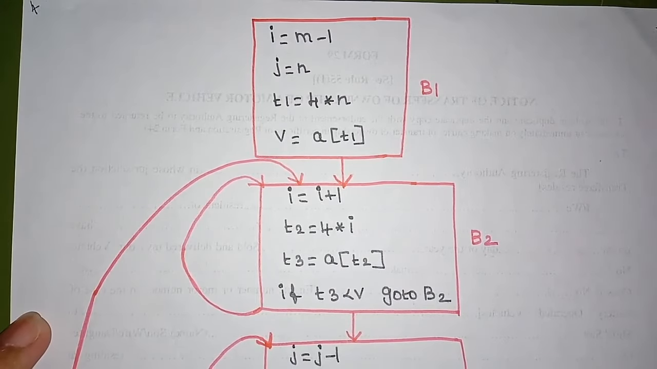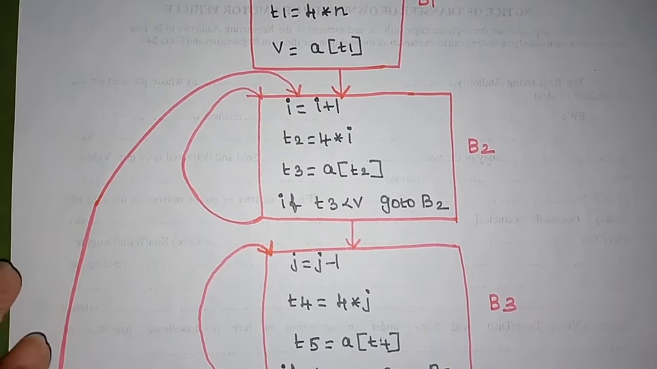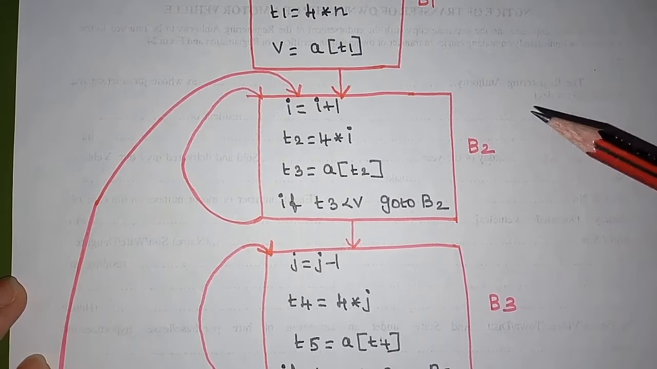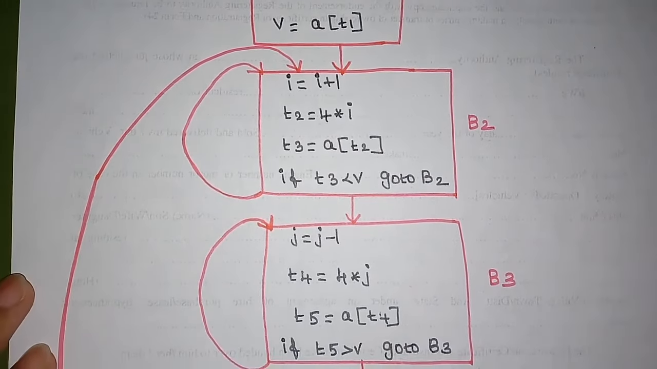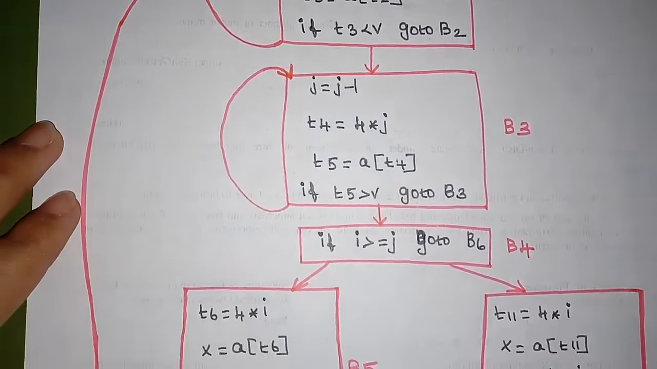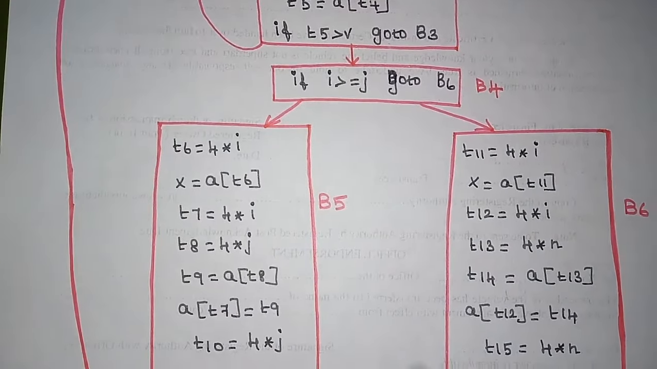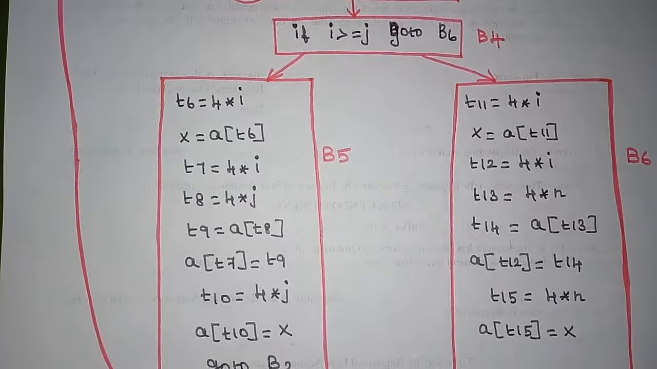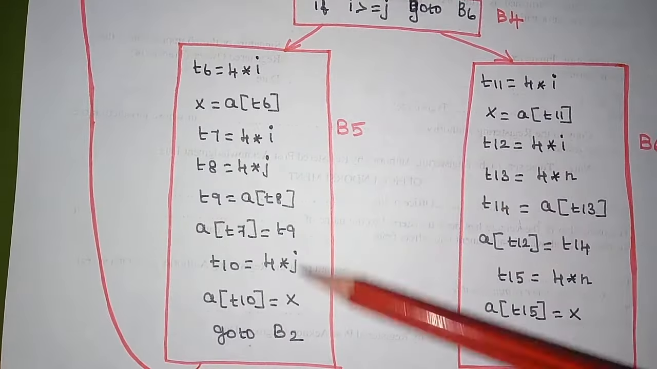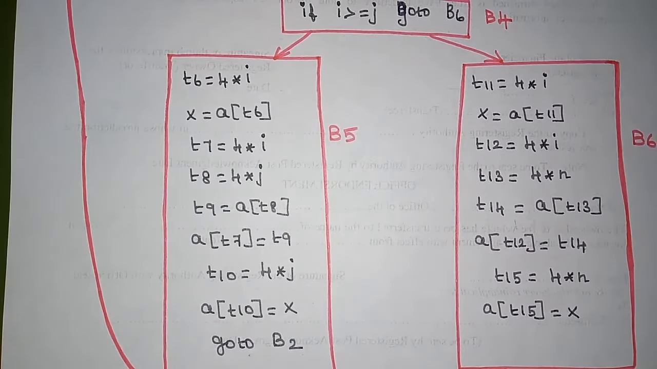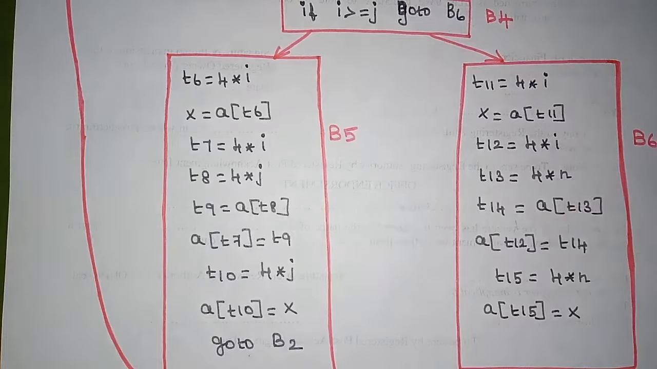This is the flow graph that we have constructed for the given three address code. Here we have converted that three address code into a number of blocks, and then formed a flow graph with these blocks. If you look here, block 5 and block 6 consist of some statements inside them. And now we'll try to optimize block 5 and block 6.